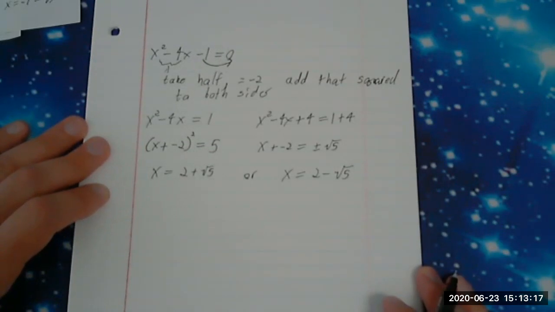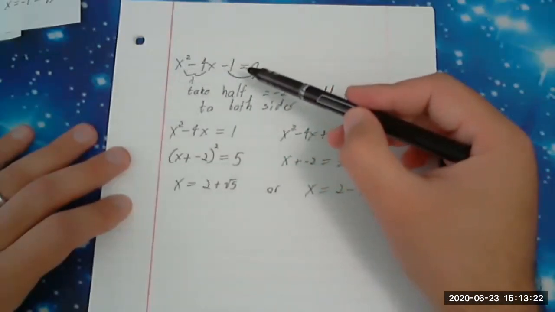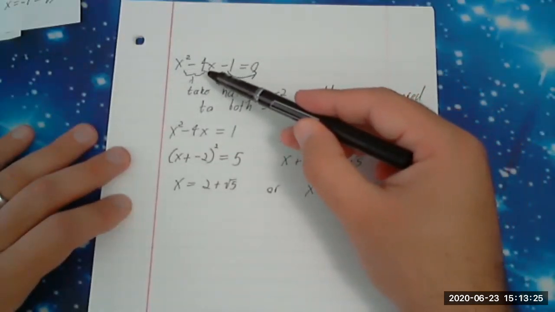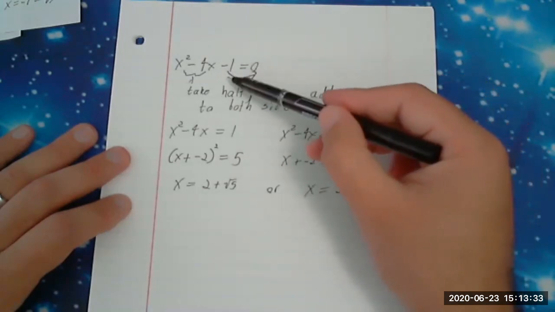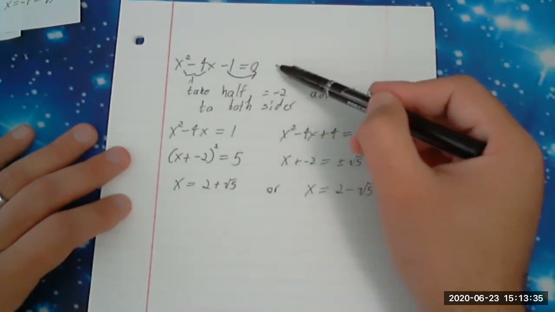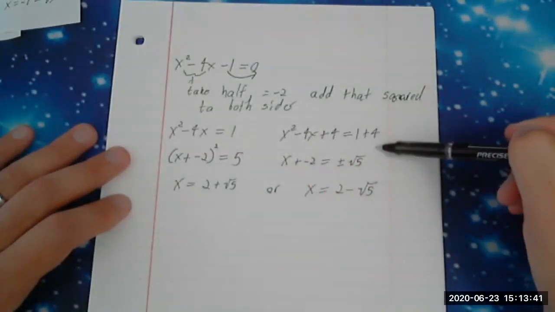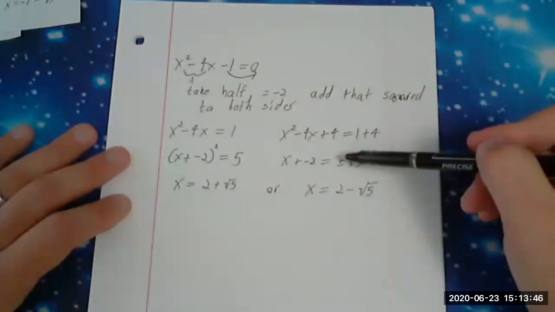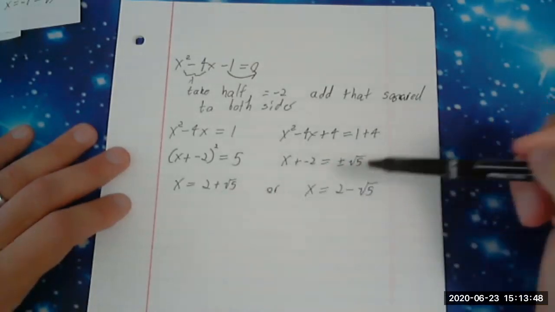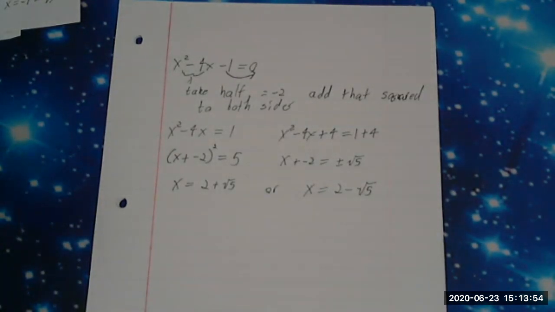Okay. So again, we're presented with a problem. We take half of this thing and square it, and then add it to both sides. And then we also move this number over here. So you move the number over first, add half of the middle one squared, and it factors down to that, and we get that and that. So this is the other way of kind of simply solving.